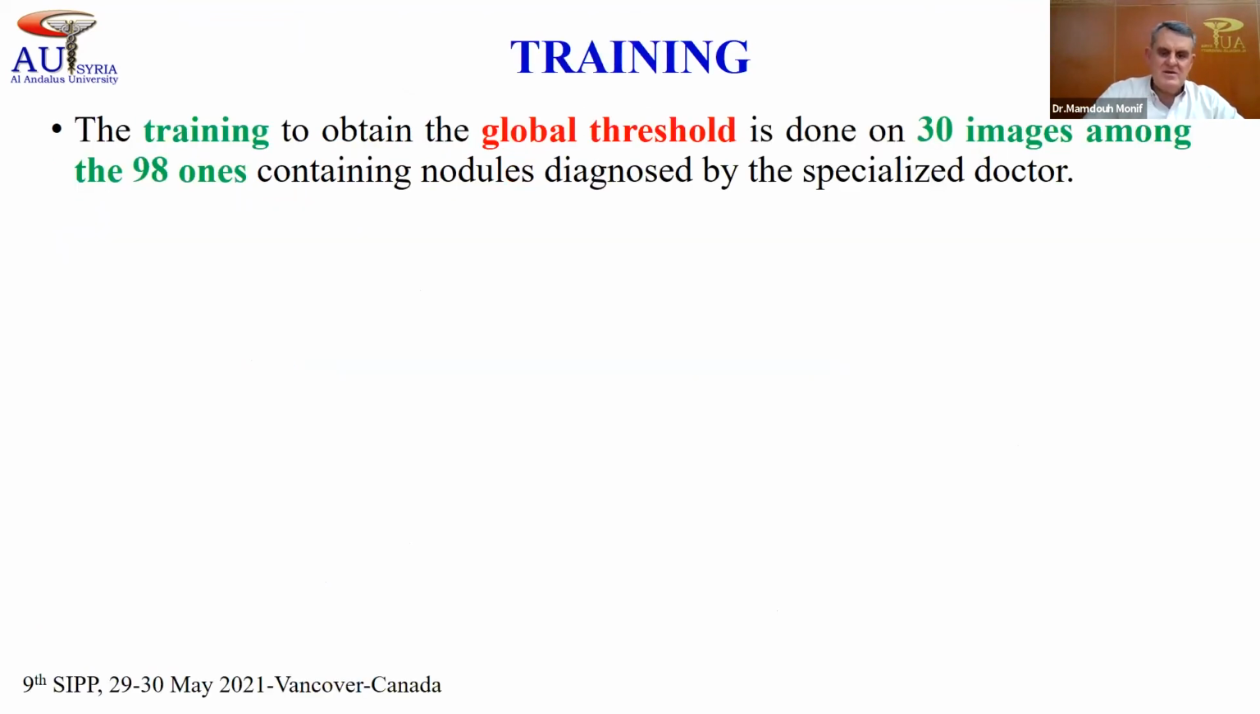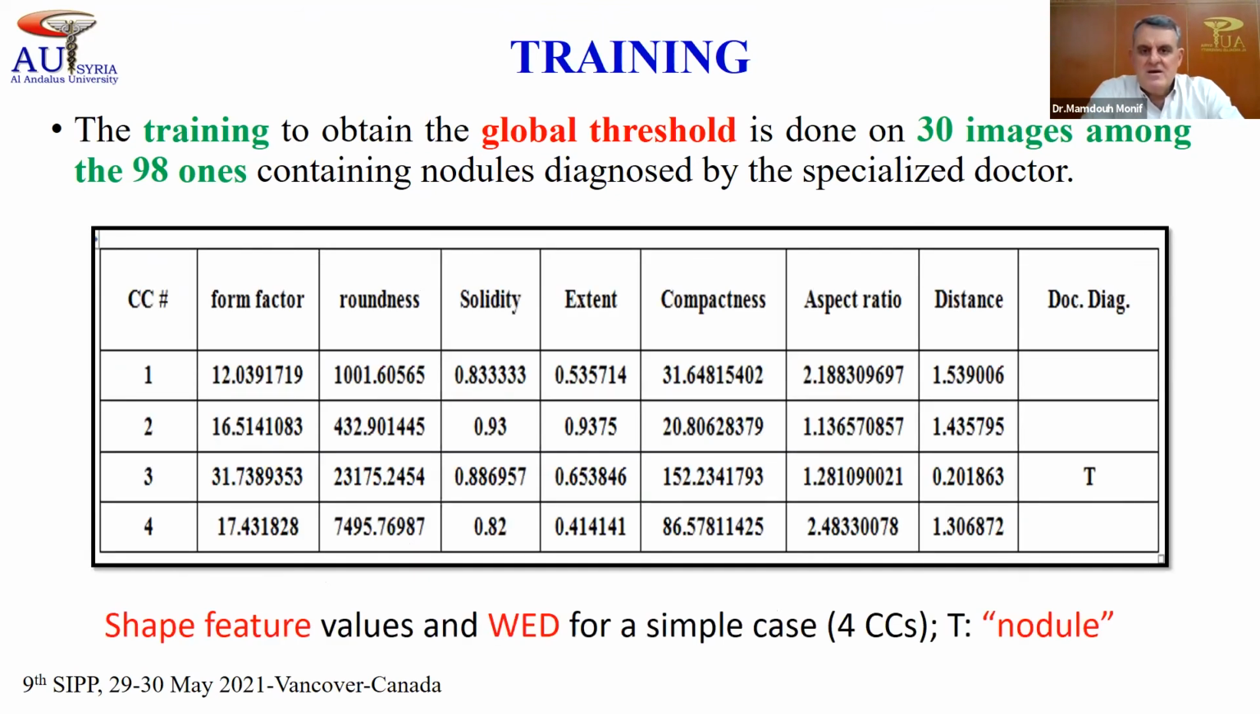The group training to obtain the threshold is done on 30 images among the 98 containing nodules diagnosed by the specialist doctor, and the table contains the results of the shape features and density features of sample case 4 mentioned previously. That means the shape feature values and WED for sample case 4 CCs. T means in this case the doctor says a nodule is detected here.